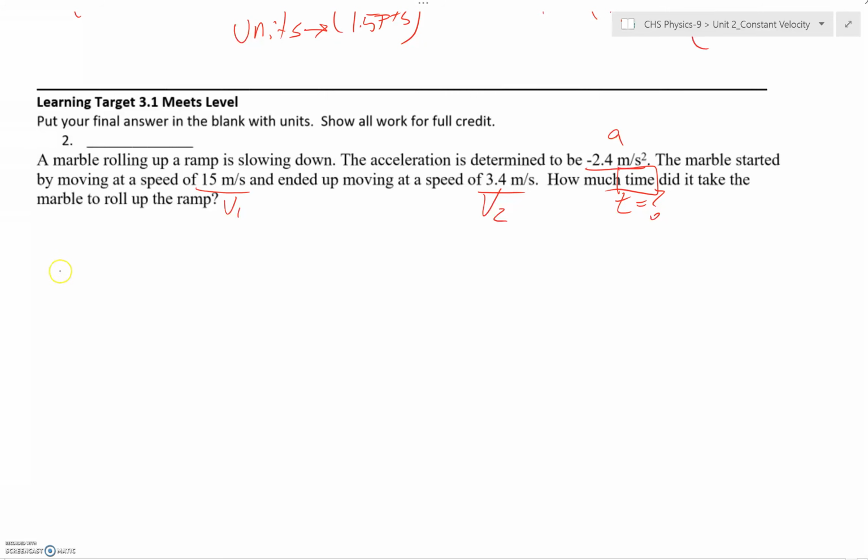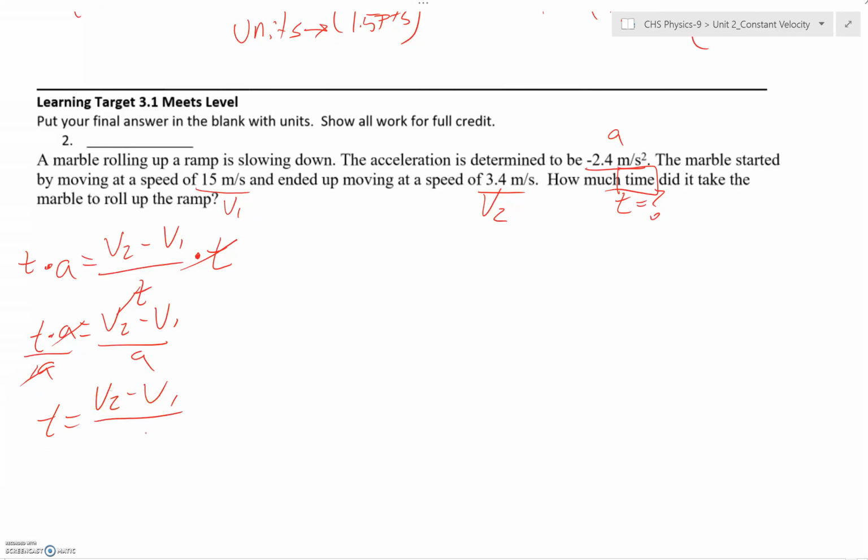All right, and then we got to figure out our equation. So we start with this equation, a equals v2 minus v1 over t, because all the pieces are in here. However, it doesn't say t equals yet. So the way you get that is by multiplying both sides by t. These t's go away. I'm left with t times a equals v2 minus v1. And then we want to solve this for t. So again, you got to divide both sides by a. The a's go away. I'm left with t equals v2 minus v1 over a. This would be our equation.